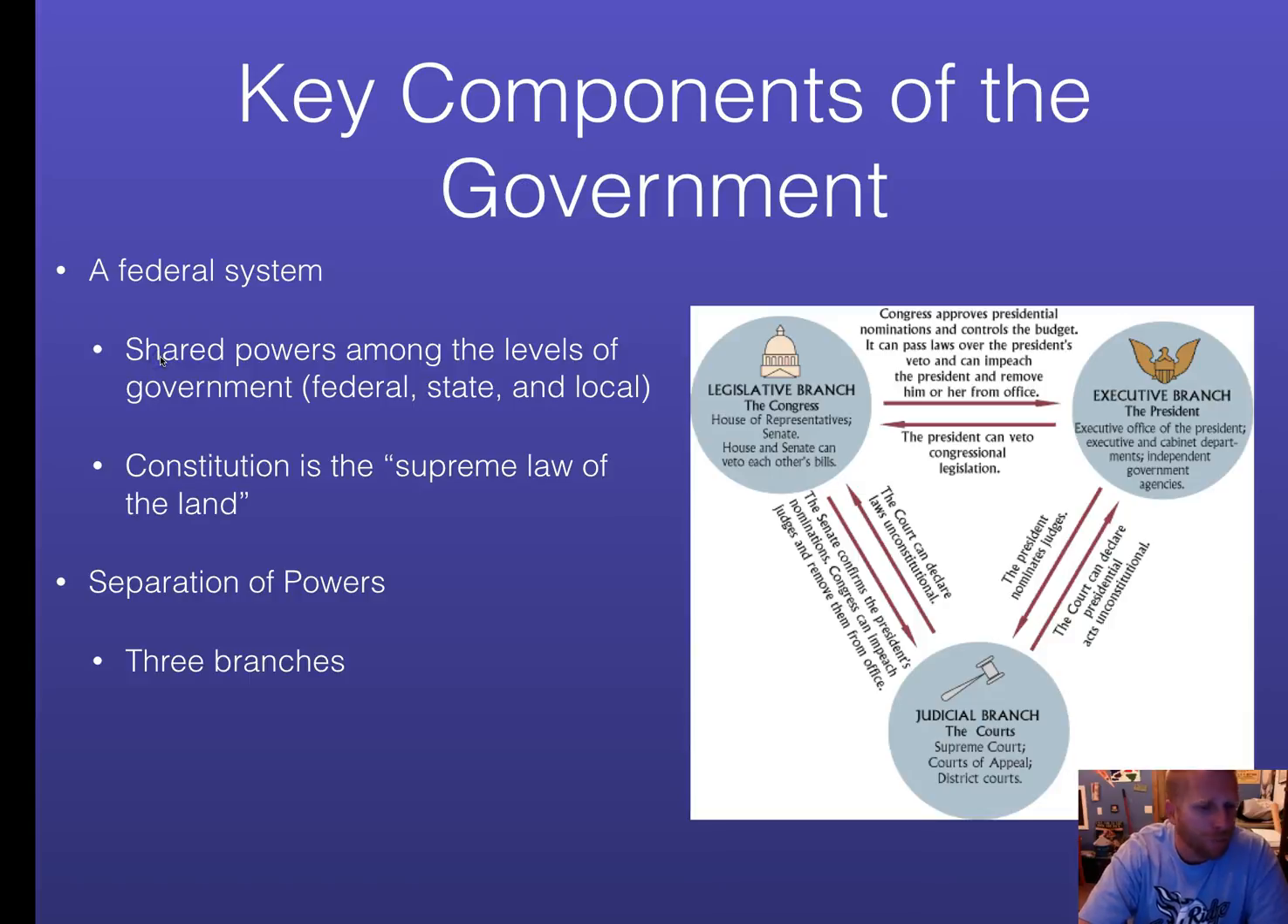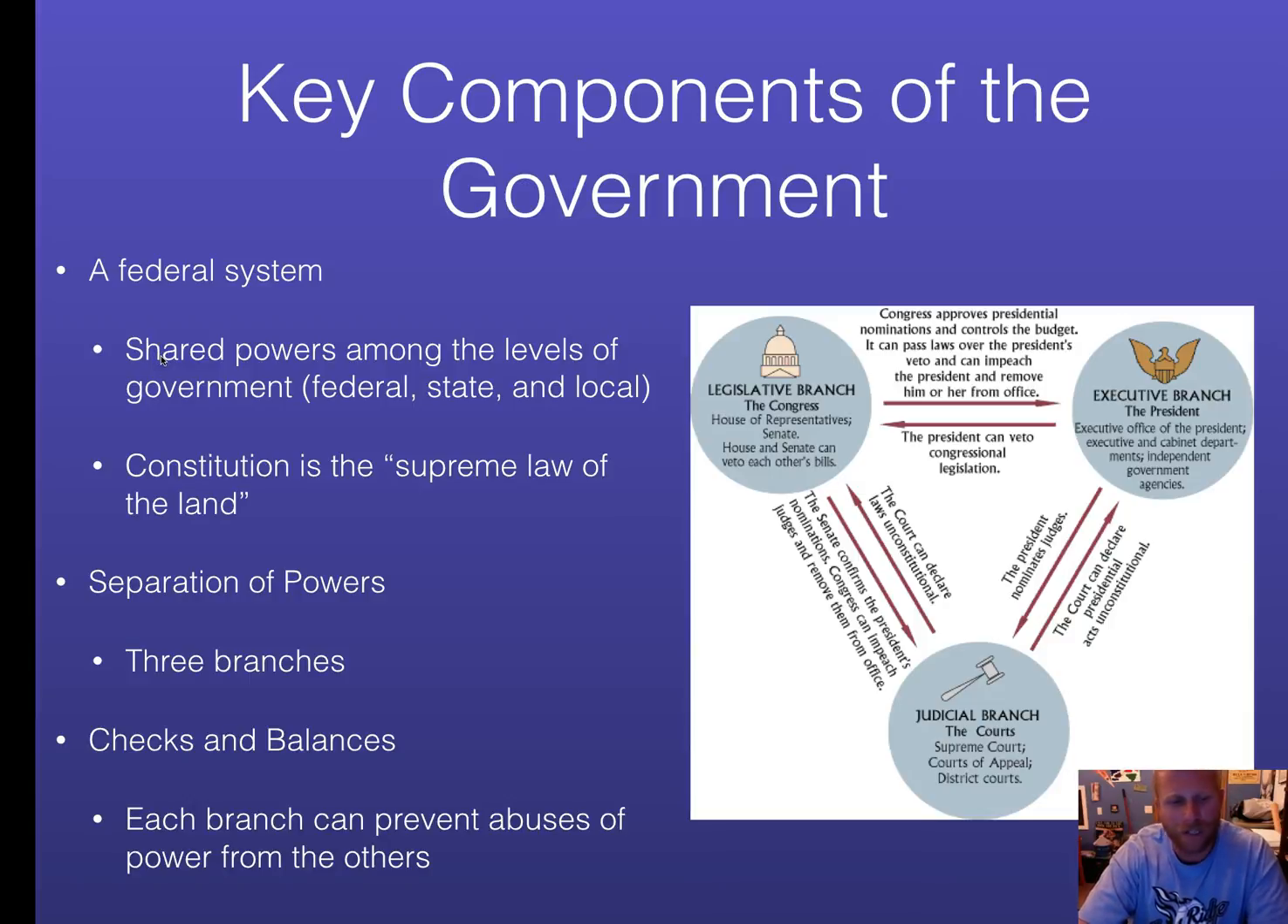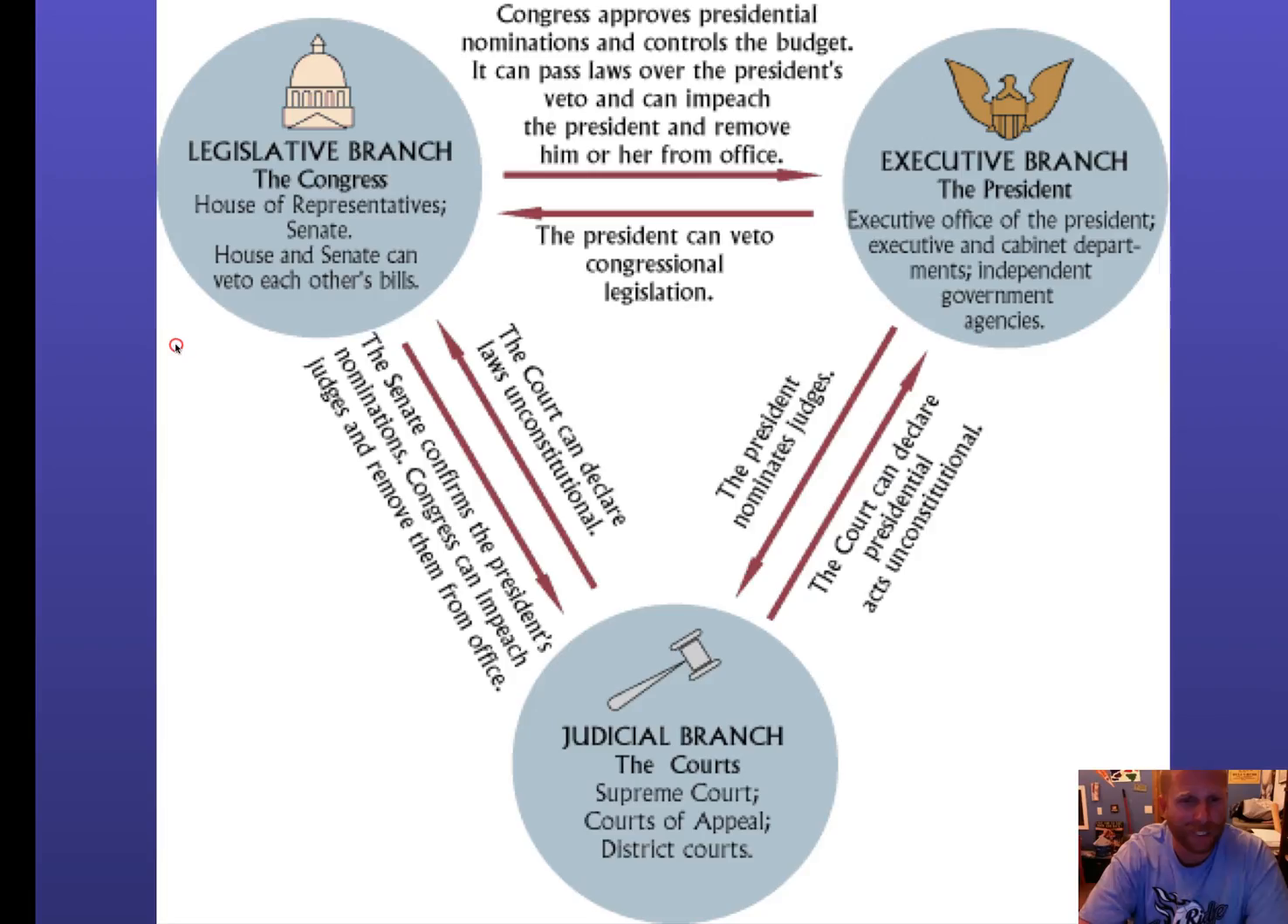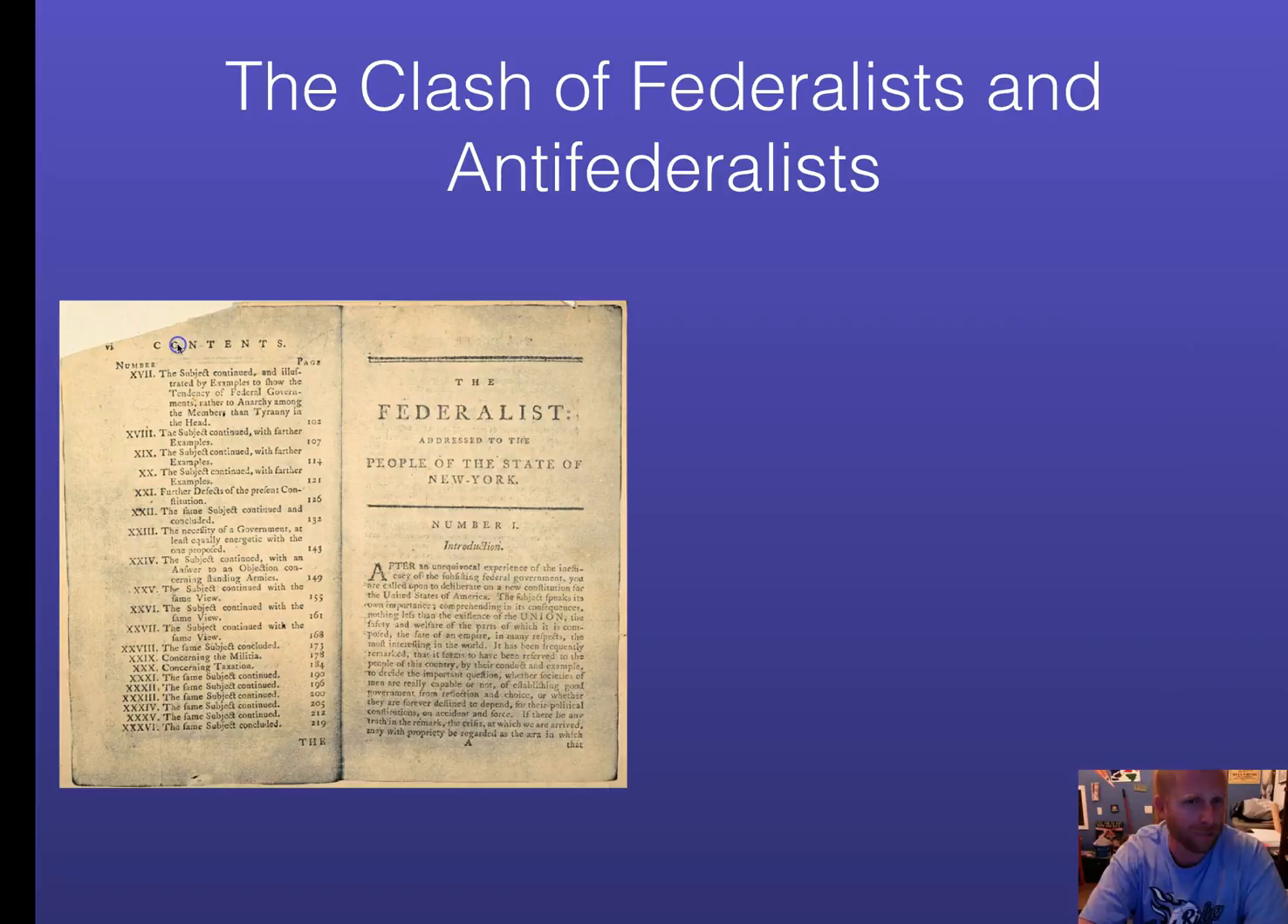They have separation of powers through the 3 branches. And then you have checks and balances. Each branch can prevent abuses of power from the others. For instance, to pass a bill, both houses of Congress have to pass the identical bill. The president has to sign it, or he can veto it. But then if Congress wants, they can override the veto with a 2/3 majority. There's more of that. That's government, though. This is history. There's a nice little visual representation if you want to take a look at that and really get a feel for checks and balances.